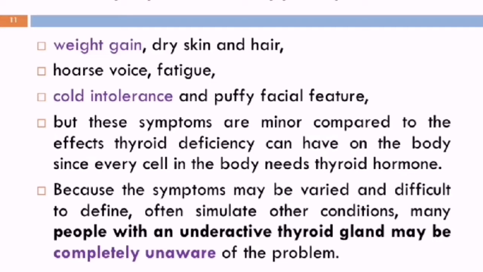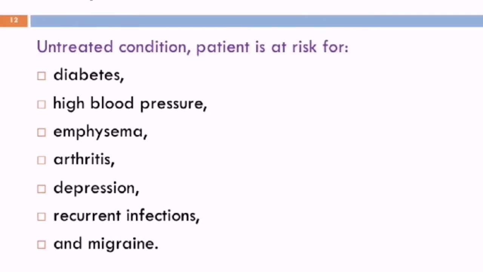Because the symptoms may be varied and difficult to define, they often simulate other conditions. Many people with an underactive thyroid gland may be completely unaware of the problem. Some of the complications associated with hypothyroidism are diabetes, high blood pressure, emphysema, arthritis, depression, frequent infections, and migraine.